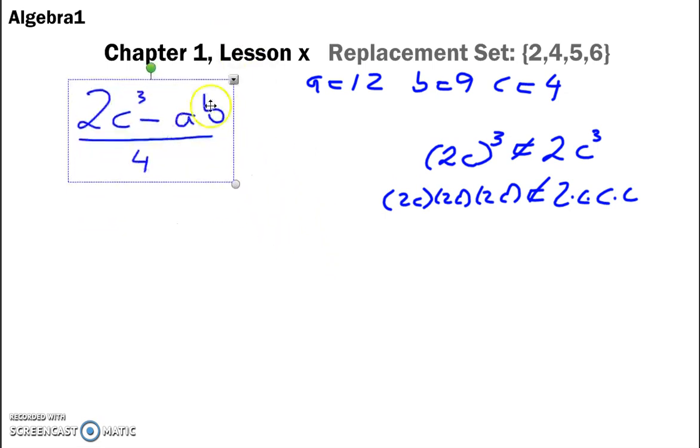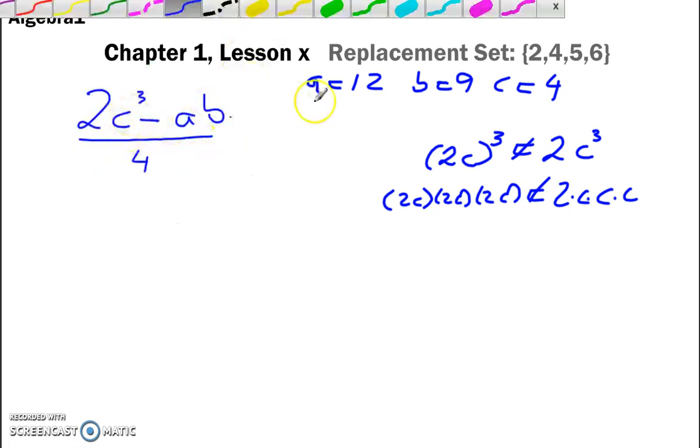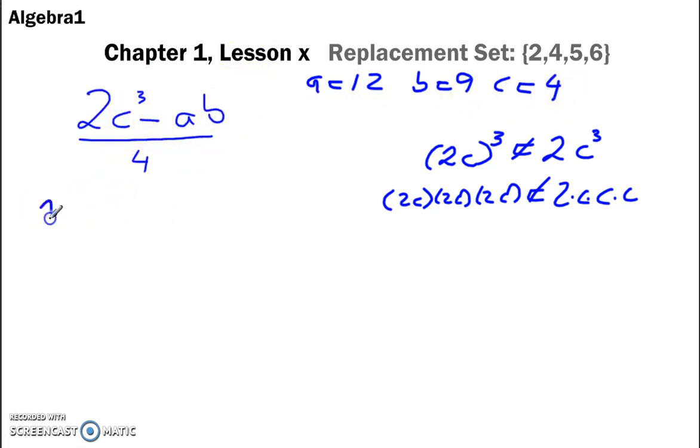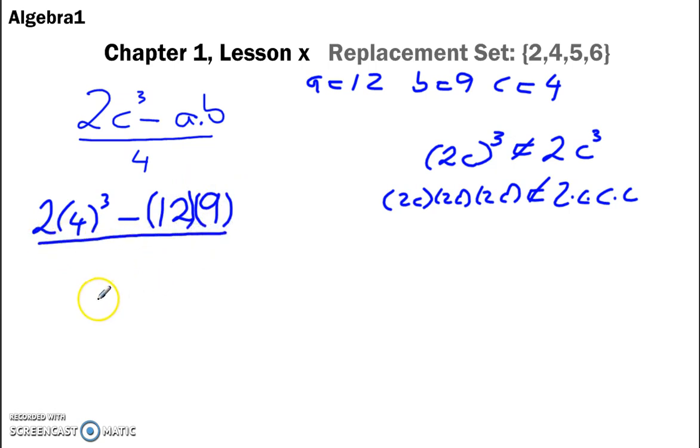So, let's see. We have c is 4. 2 times 4 to the third power minus. Okay, careful here. I've seen this before. I don't want to see it again. A is 12, B is 9. That is not 129. AB means A times B. Okay, this is a multiplication. That means 12 times 9. When you replace a variable with a value, put it in parentheses.